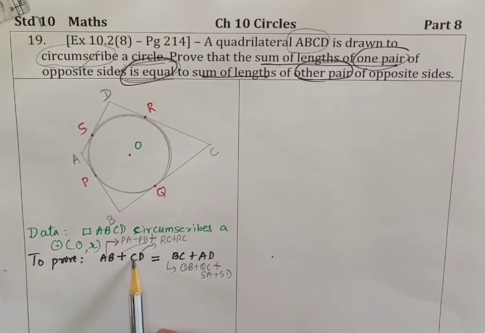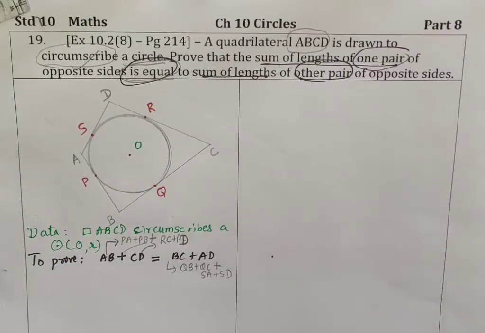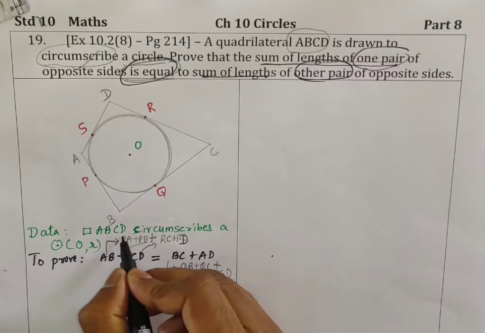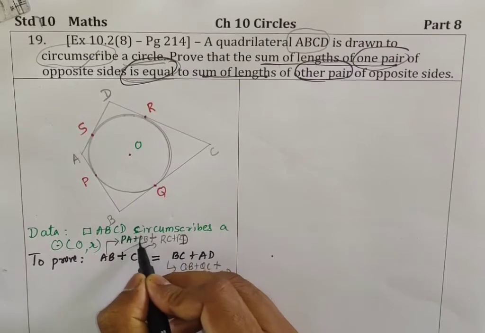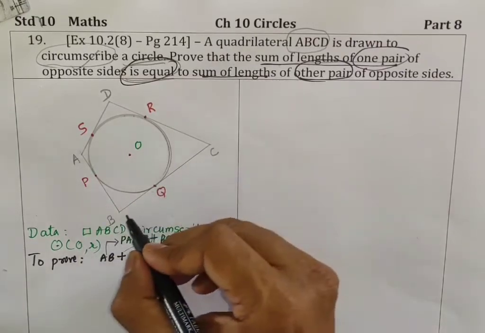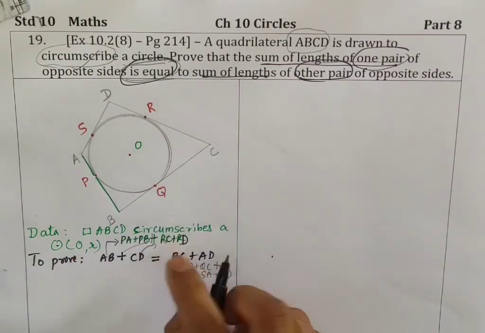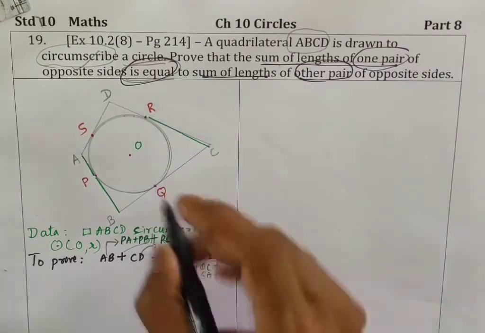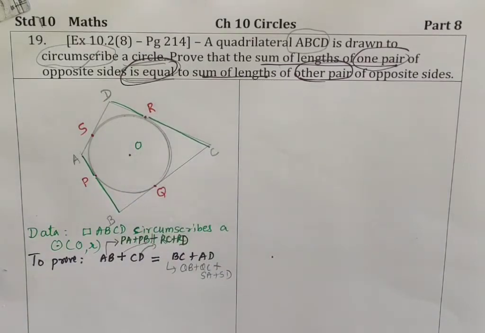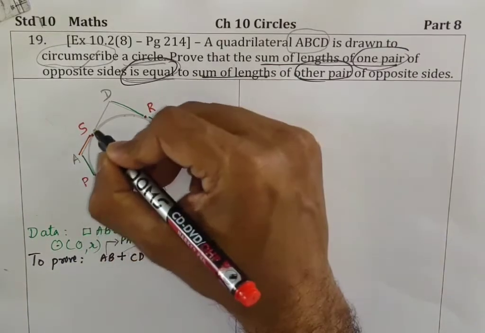If you want to prove this AB plus CD, you'll have to get this PA plus PB plus RC plus RD. This is okay. Let me make all these parts green: PA, PB, RC and RD. PA this, then PB this, RC this, and RD this. Alright, same way here I make QB and QC red: QB, QC, SA and SD.